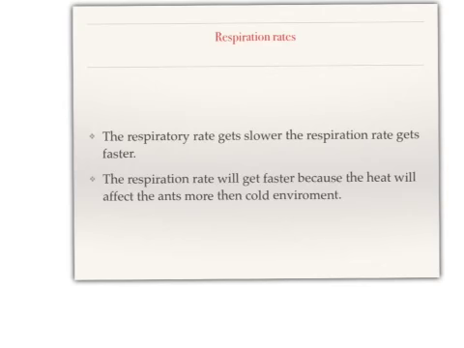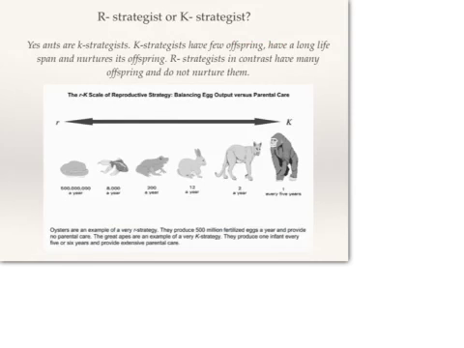How will respiration rates increase or decrease? The respiration rate will get faster because the heat will affect the ants more than a cold environment. Ants tend to spread around and run around if there's warm or hot environments. Ants are K strategists.